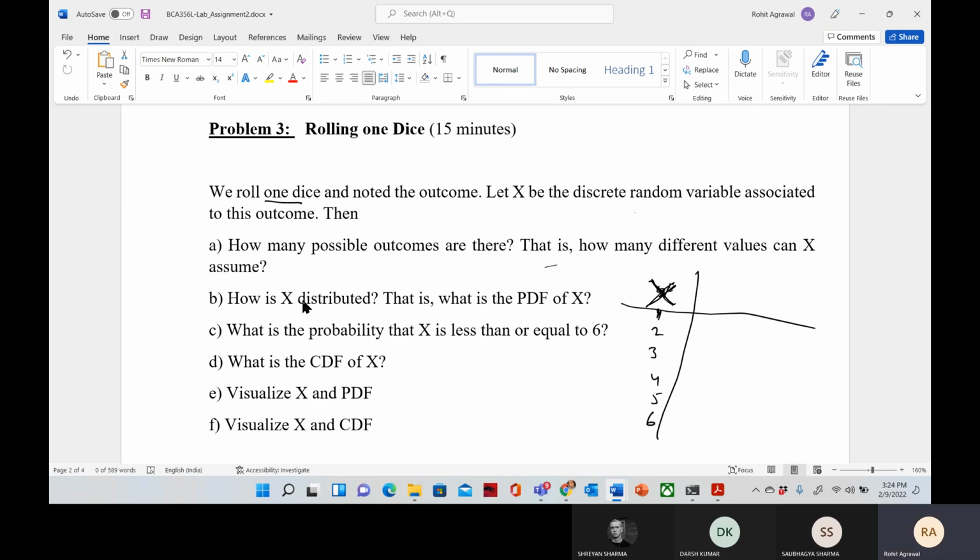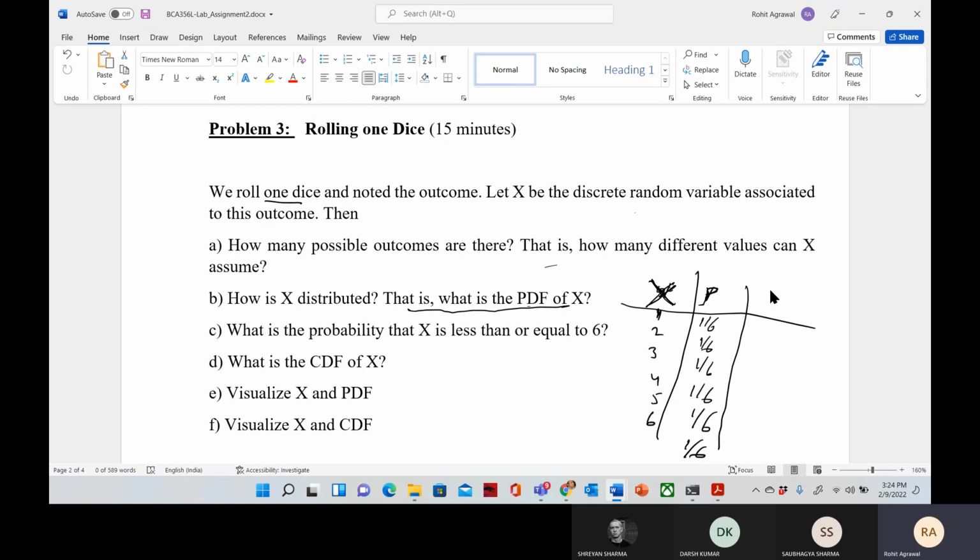How is x distributed? That is, what is the probability density function of x? Now we need to check how the distribution of x will look. So tell me, what is the probability of having outcome 1? 1/6, and 1/6 for all. So in this question there is no problem, we don't have to do anything here. This is very simple.